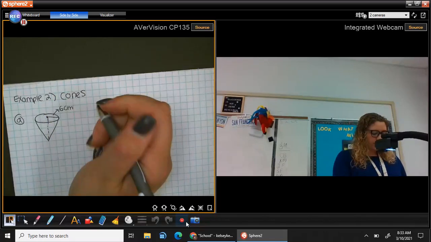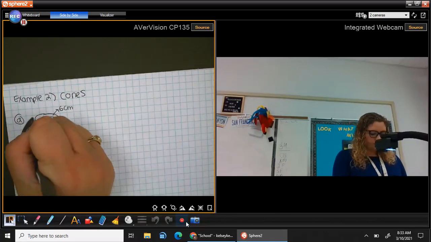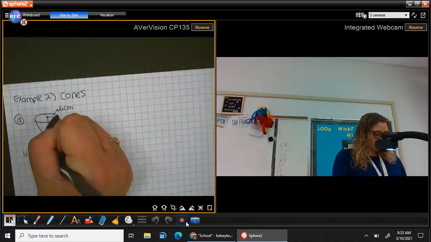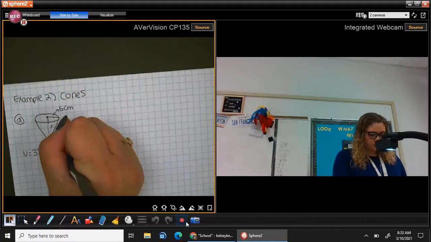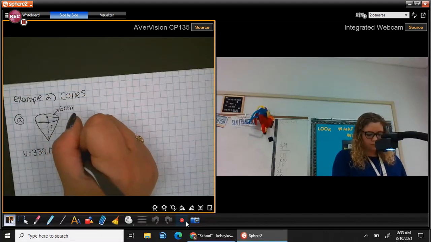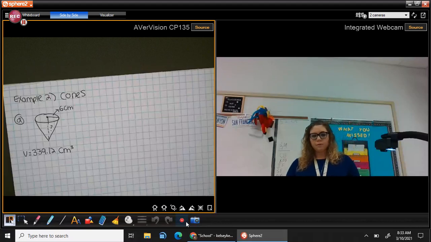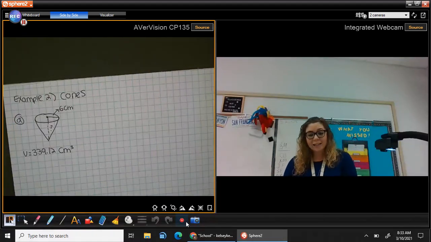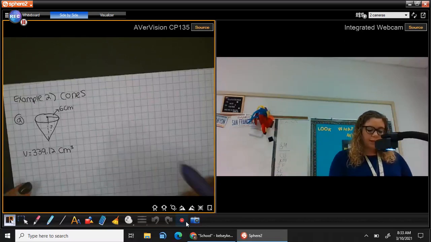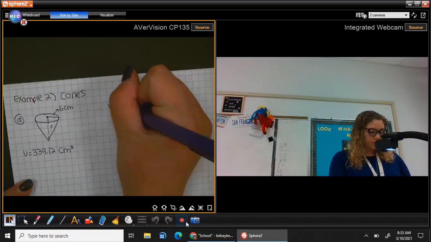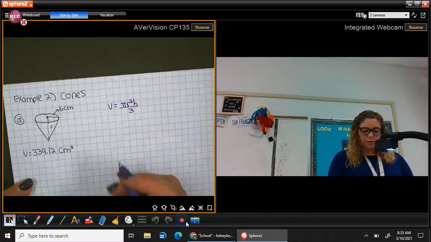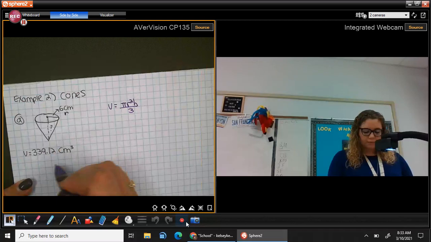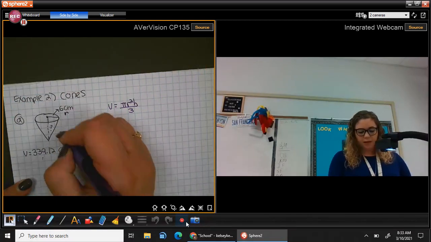So if we're given a radius and we're given a volume, how do you think we're going to find how high this is? Okay, you're going to do it exactly like you did with the cylinders. You're going to start off with your formula and plug in what you know. So my formula for a cone is pi r squared h divided by 3. Okay, my radius is 6, my volume is this, and we're trying to find my h.